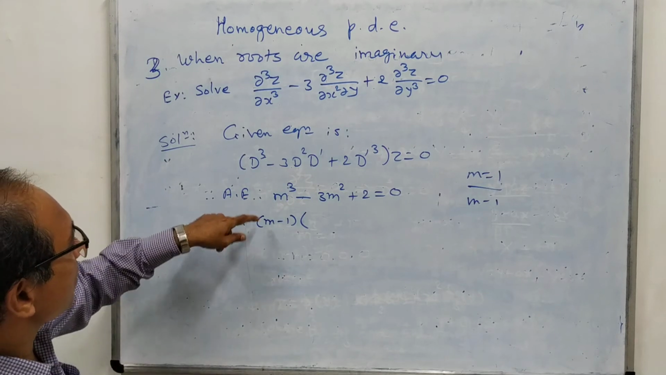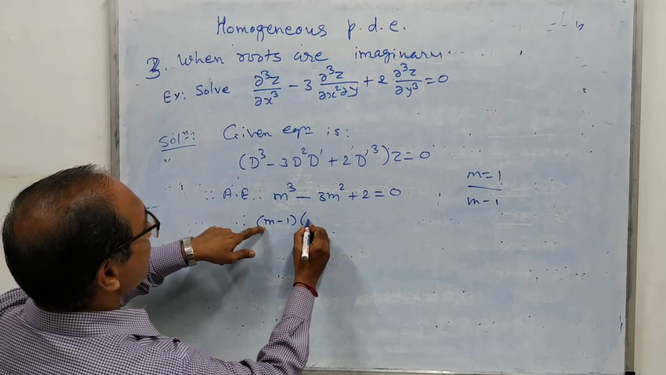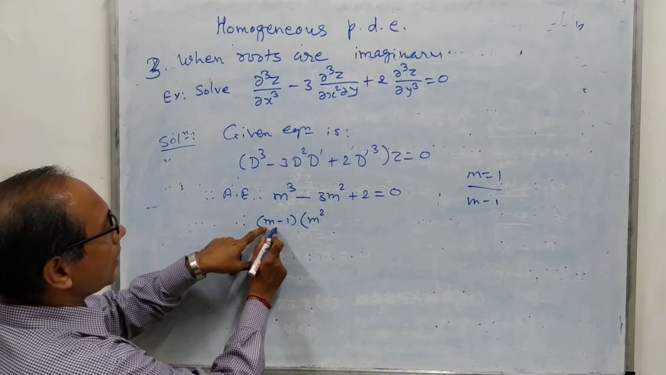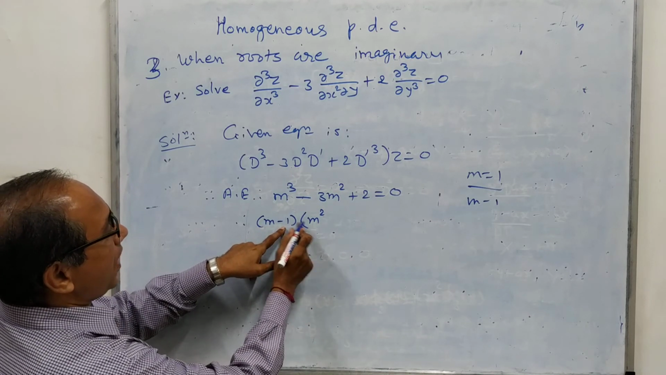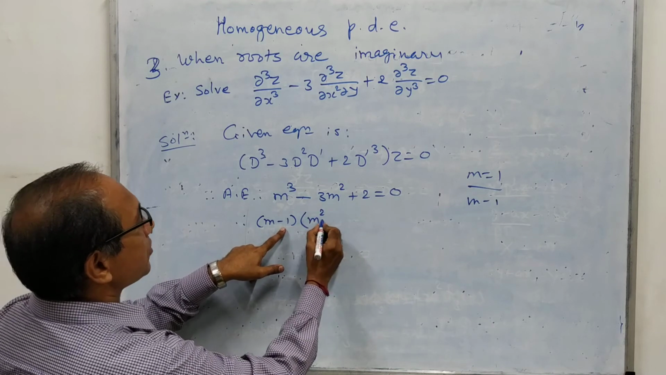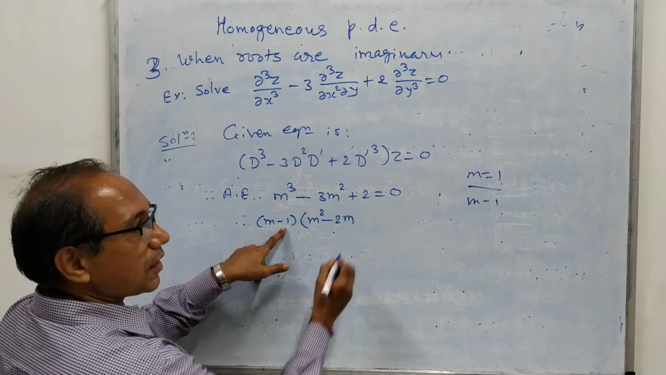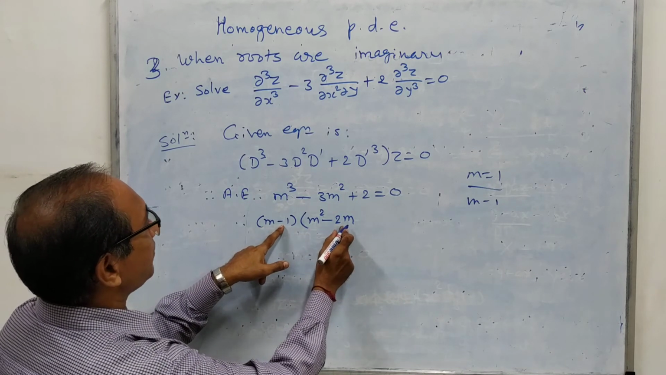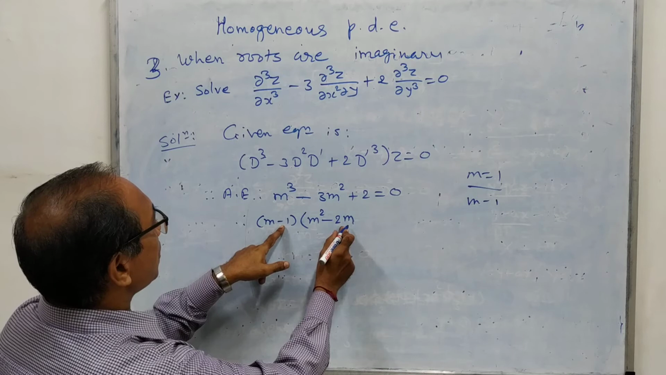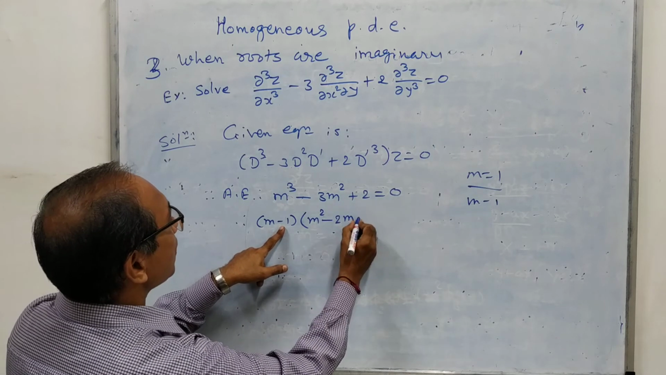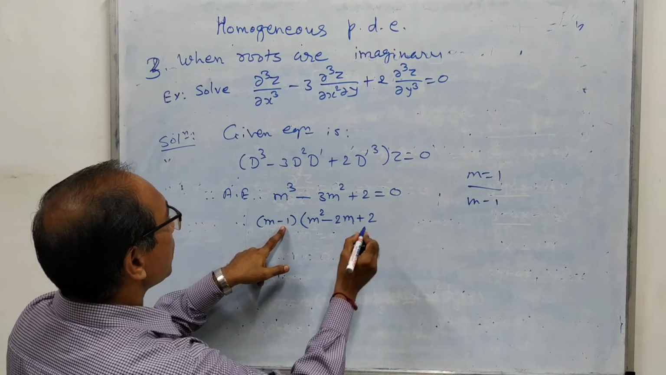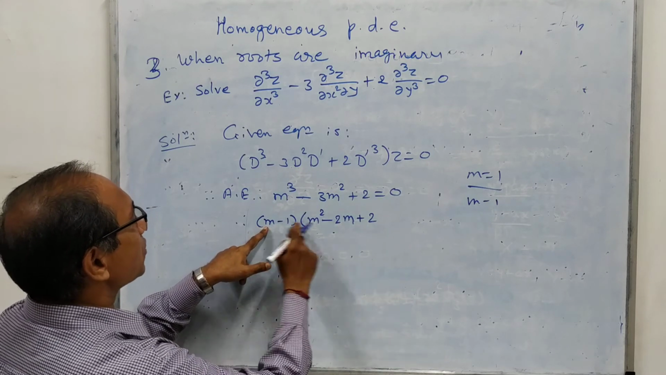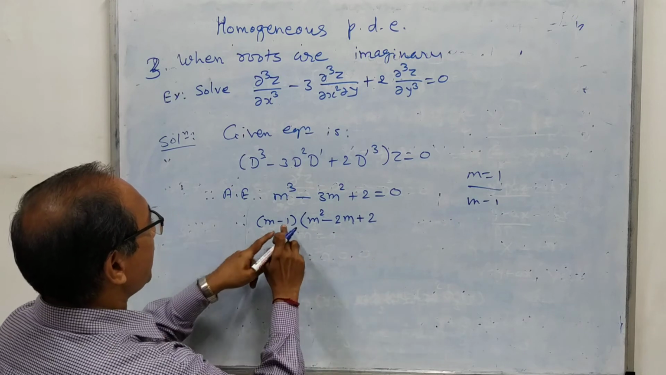Then we will adjust the terms. Here m³ is required, so we multiply m − 1 by m², and we get m³ − m². But here it is −3m², so −2m² is required. So we multiply by −2m, and we get −2m². And then plus 2m, but 2m is not here, so we have to cancel this term completely.